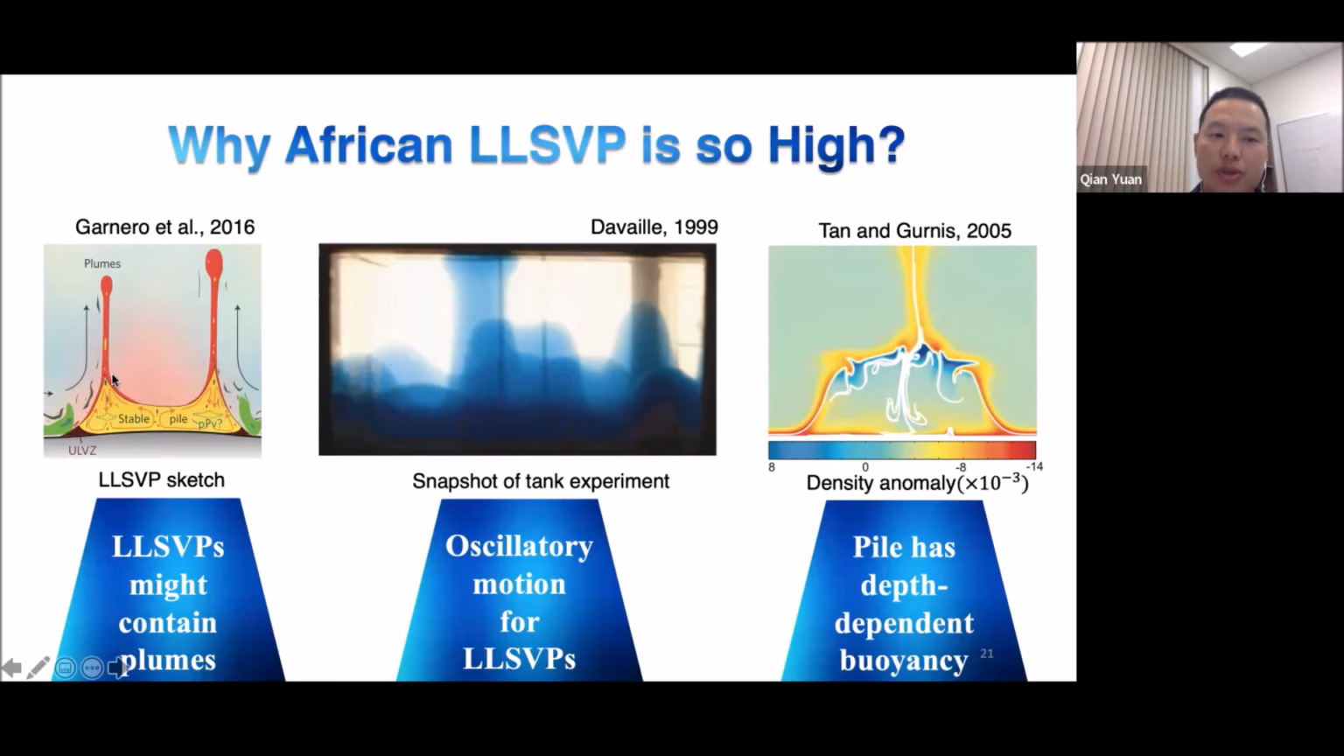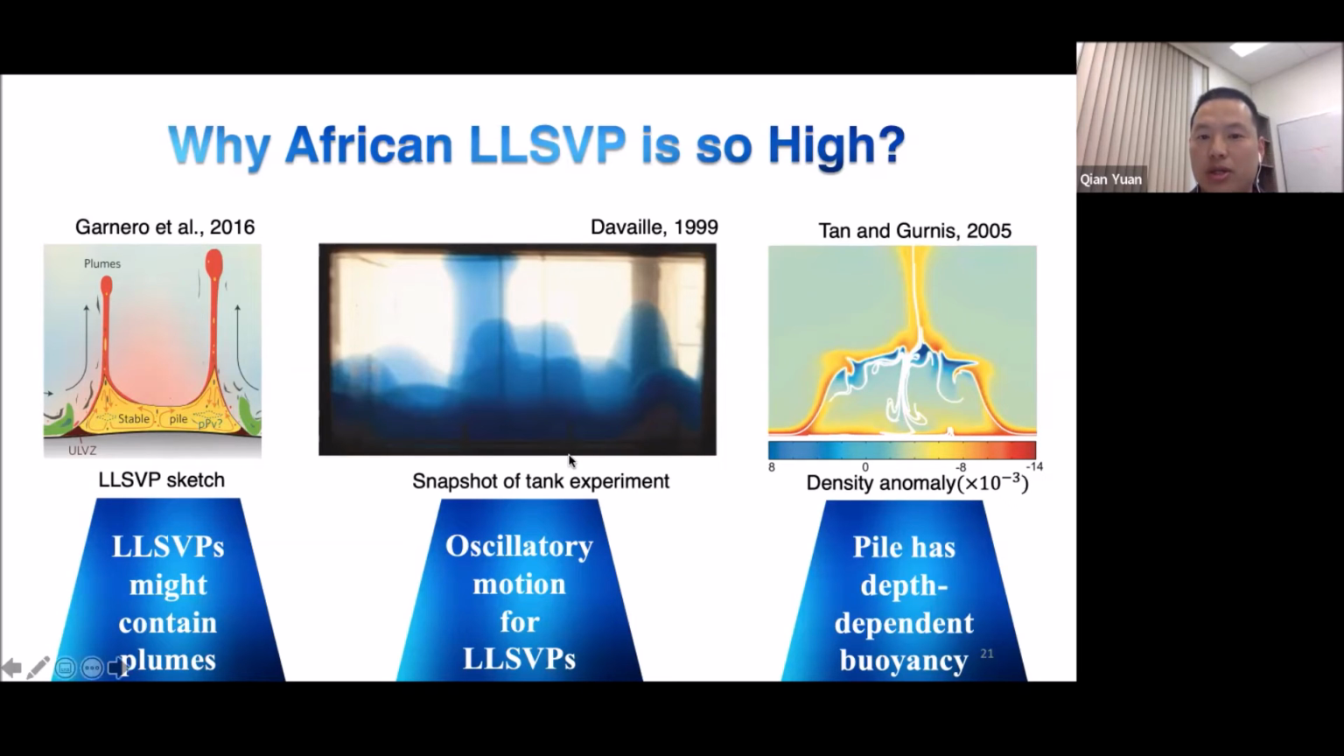But we argue that there are also plumes associated with the Pacific LLSVP. So in that way, it's not a very good explanation for why the African one is much higher than the Pacific LLSVP, because the plumes are associated with both of the LLSVPs.